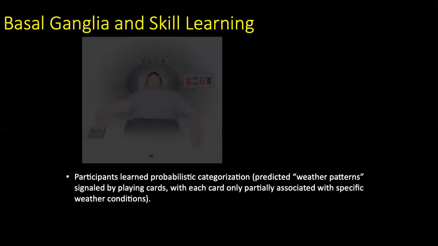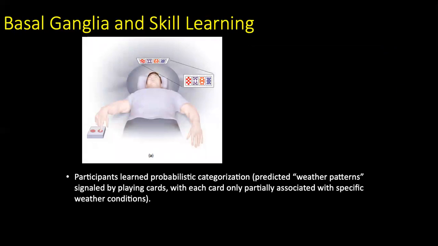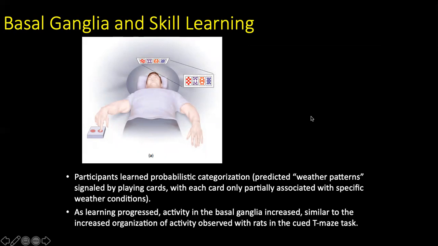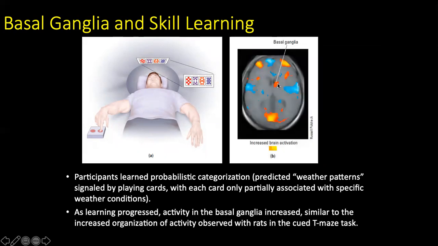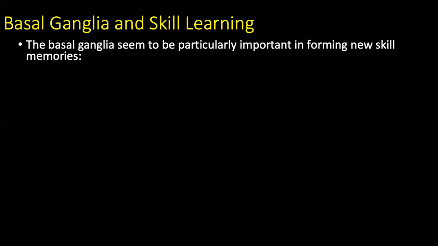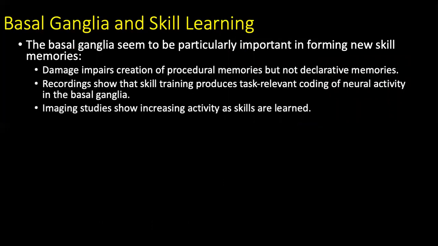Pretty cool. We can see this in humans as well. So this is a type of cognitive skill learning. It's called a weather prediction type of task, right? So this is pretty cool. You can actually find versions of this online if you're interested in what this task looks like. Maybe I'll try and find one and post it on the discussion board. But the takeaway here is that as subjects get better on this task, we see increases in their basal ganglia activity as well. So kind of similar to the change in activity that we saw in the rodents, right? So the basal ganglia seems to be important for forming new skill memories, right?